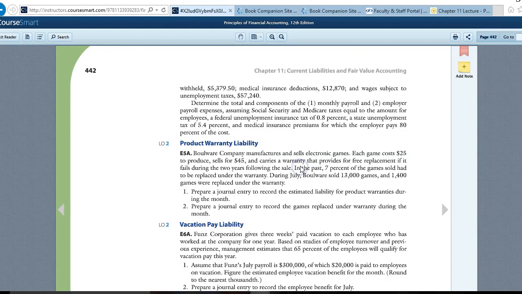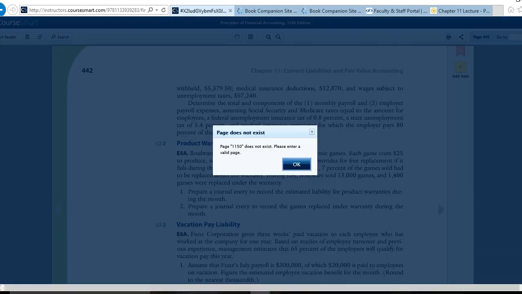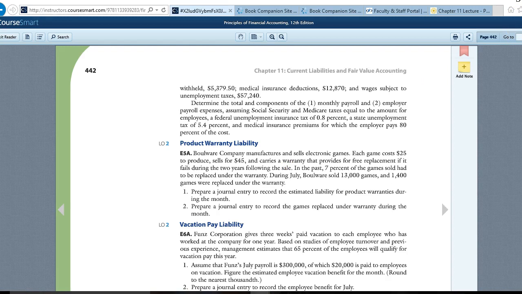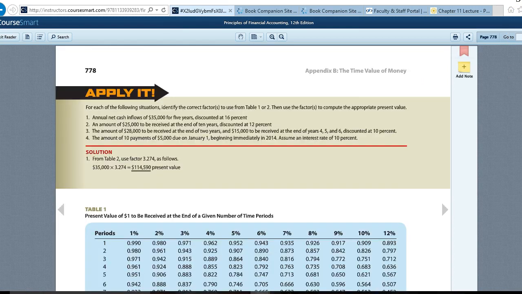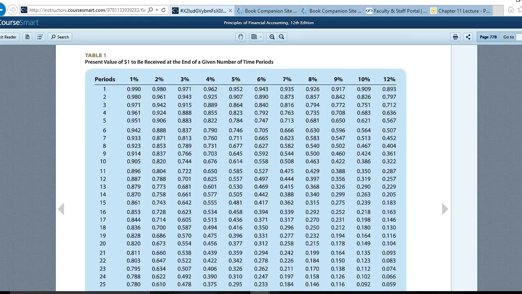Whoops. It doesn't like my page. Do you guys have a different page? Okay, I'm sorry. I must have the teacher's edition.